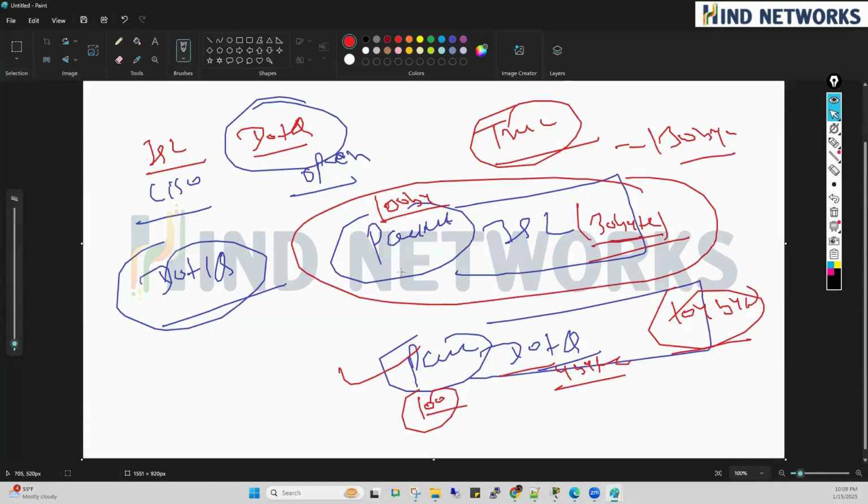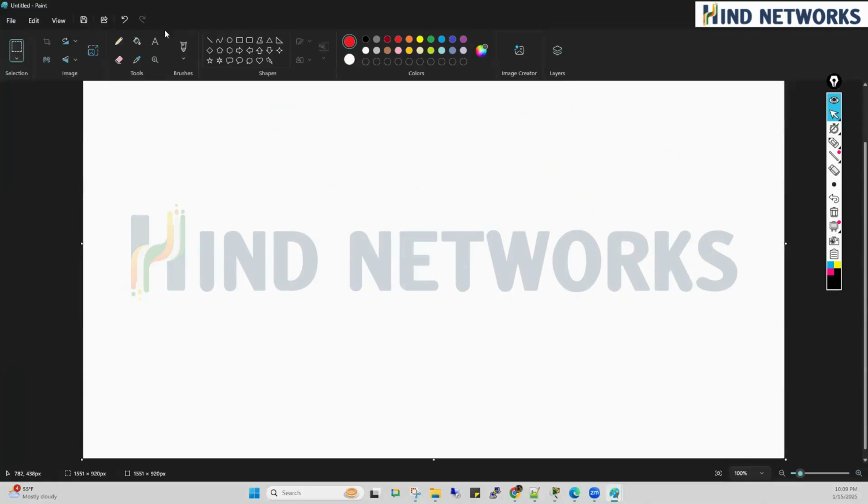But if you are using ISL, the congestion on the link will be high. The bandwidth utilization on the link will be high. Getting my point? So that's the reason we prefer .1q, not ISL. I hope that's clear, guys. Understand? Done?